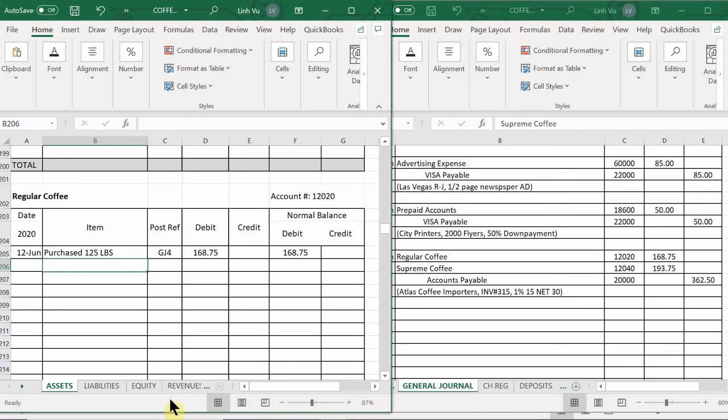That's correct. And two, we are going to calculate the cost of goods sold differently, right? They're both perpetual inventory, but one is going to use moving average and the other one FIFO. So we need to keep them separate because we need to keep track of both of them. You're going to notice that we're probably going to sell out the regular coffee more so than the supreme coffee.